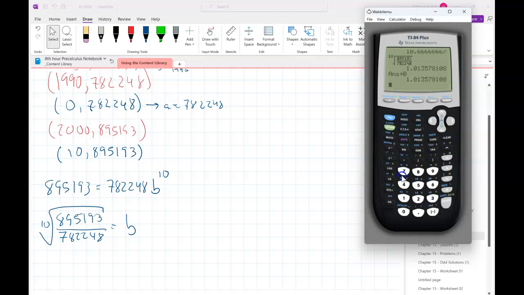To get this into my calculator, what I'm going to do is type the number 10. Then I'm going to press math. I'm going to use command 5. That allows me to pick any root I'd like. And then I can just type in that fraction, 895,193 over 782,248. So the b is about 1.01, right?